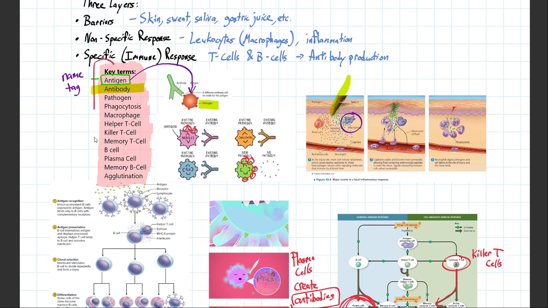So I have a list of key terms here. Make sure you can define all of these. This concept, especially the antigen-antibody relationship, is going to be very important when we talk about blood typing as well.